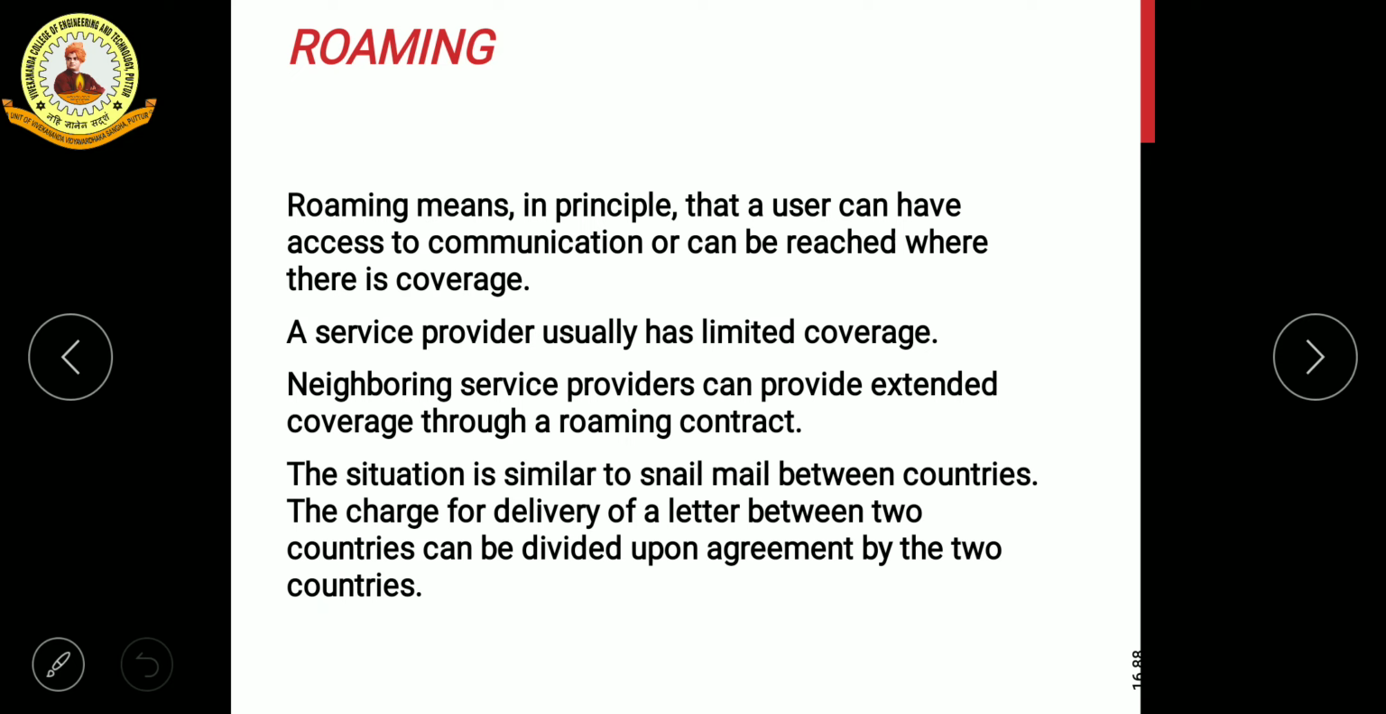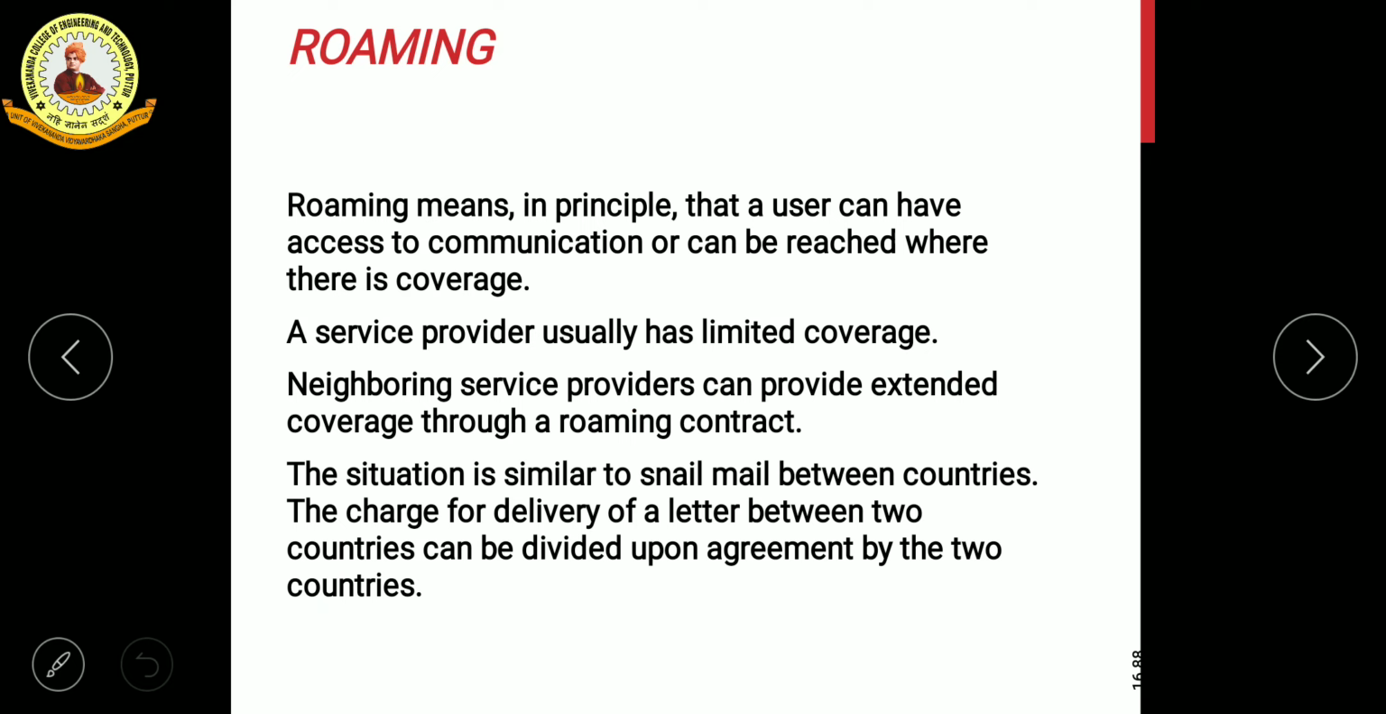Roaming means, in principle, that a user can have access to communication or can be reached wherever there is coverage. A service provider usually has limited coverage. Neighboring service providers can provide extended coverage through a roaming contract. Your service provider may have contracts with other service providers in other countries. Whenever you move to another country, your network will be roaming, and they can provide service to you. They have the authority to provide service to you. This is called roaming.